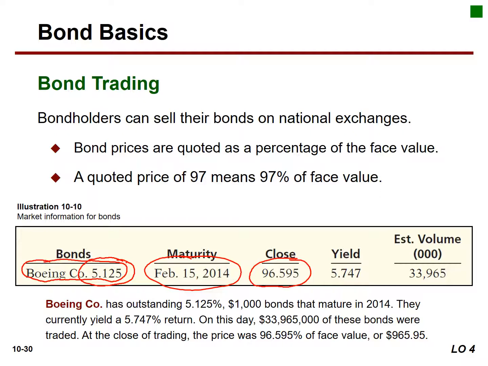But you can see the yield on that bond is a little bit higher than the 5.125. It's yielding 5.747, and this is the amount of bonds that were traded the previous day.